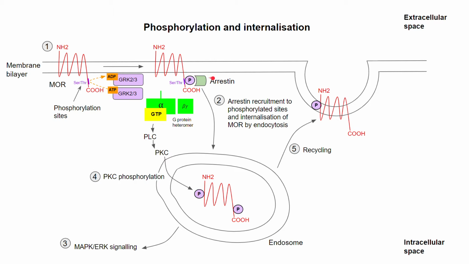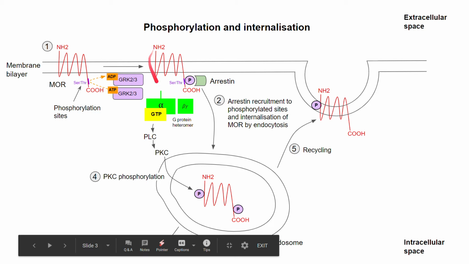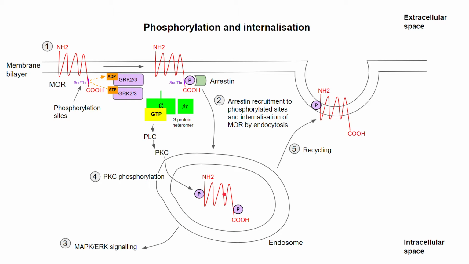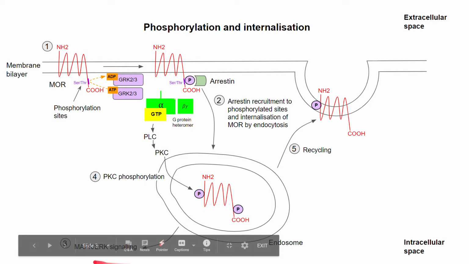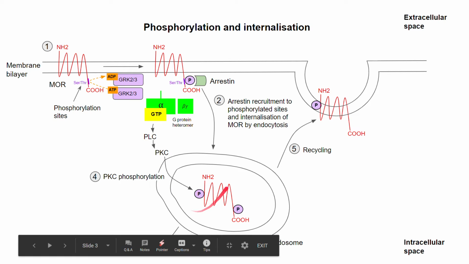And that leads to internalization by endocytosis. So the membrane kind of pinches off and forms this endosome, this kind of vesicle. And then downstream of this, there are other pathways like the MAPK or mitogen activated protein kinase cascades, but we'll talk about those later. And then there's also protein kinase C phosphorylation, which is activated by the active G protein heteromer, and that phosphorylates the receptor in other places.